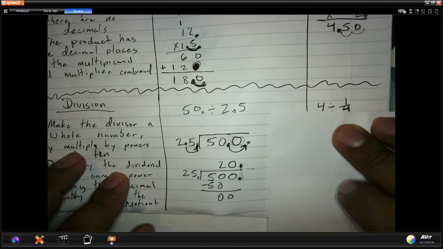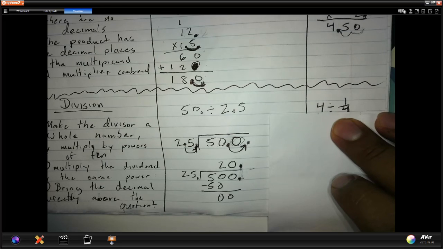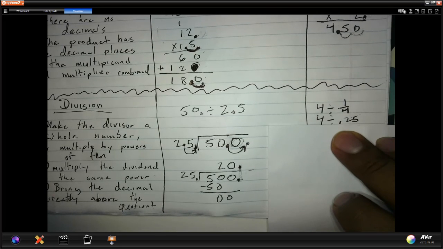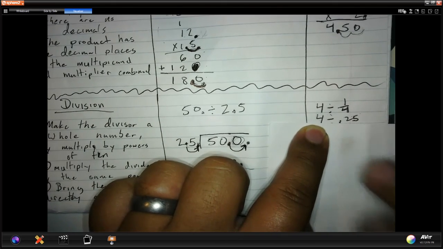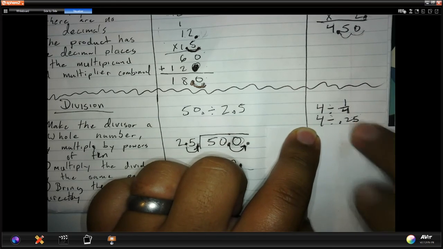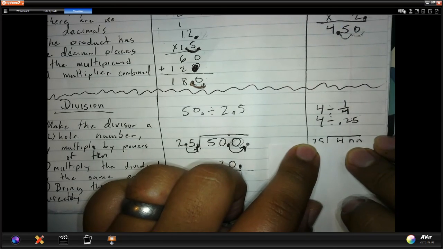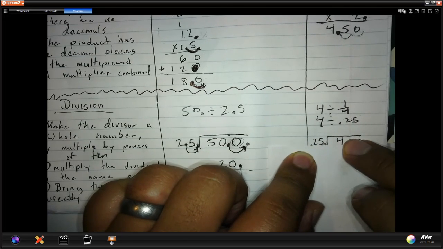All right, so this problem we're going to do is dividing. Is 4 divided by 1/4. That 1/4 is really 0.25. So 4 divided by 0.25. So remember, that first number is on the inside. This is on the outside. Remember the movie, Inside Out. So first one goes inside. Next one goes outside. So when I write my number, I have 0.25 divided by 4.